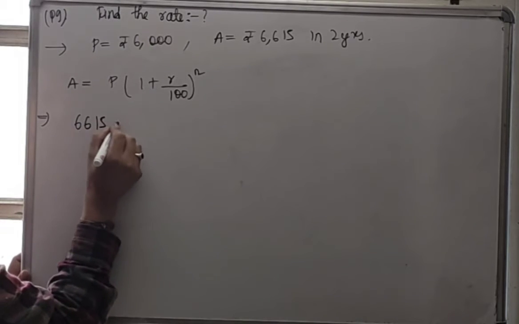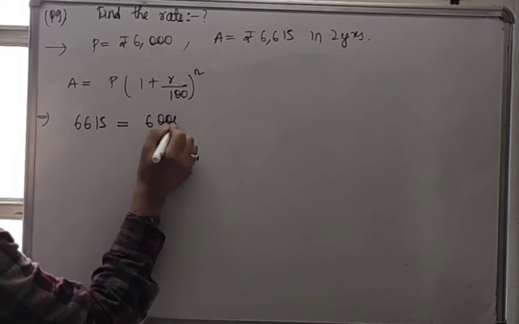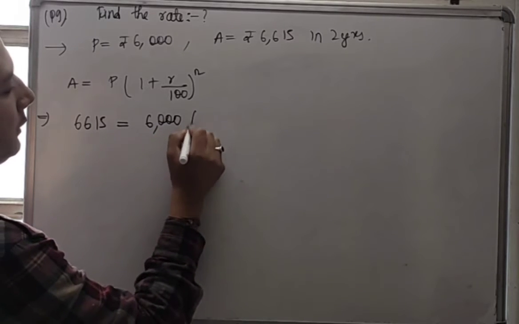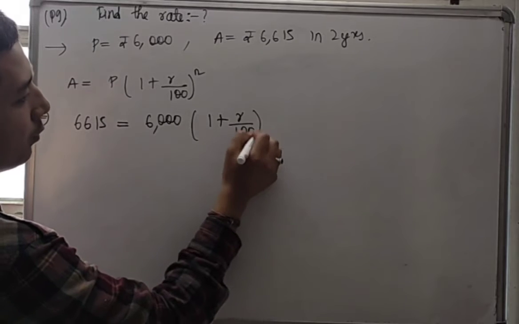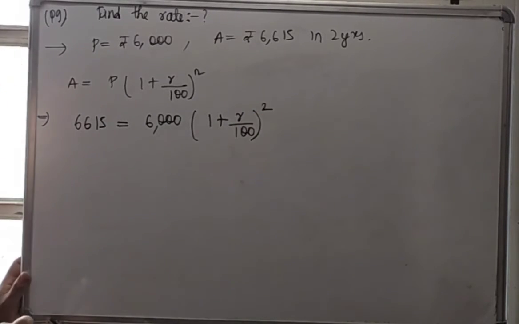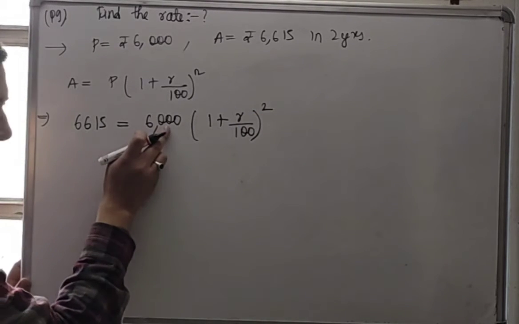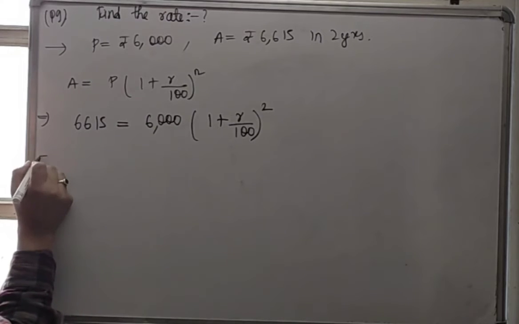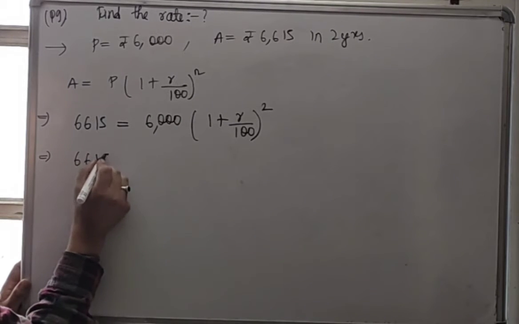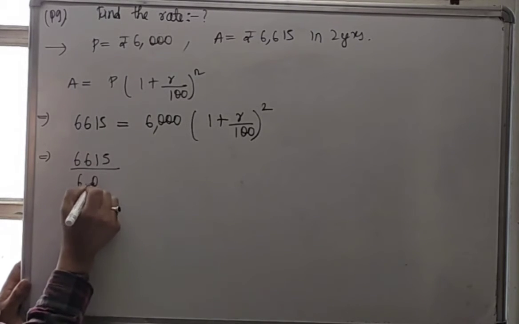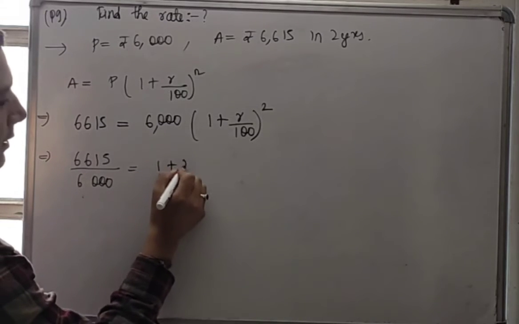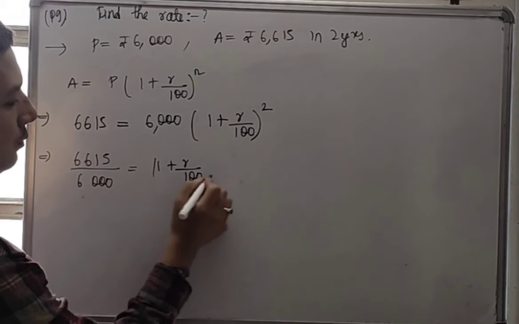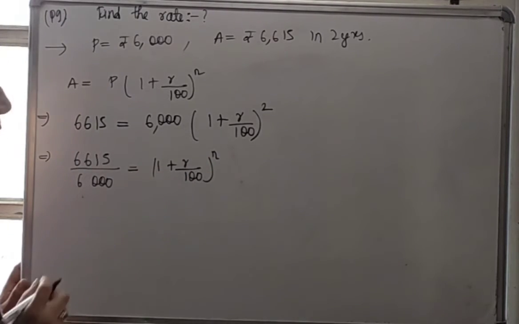6615. What is the principal? 6,000 into (1 + R/100), R is what we need to find, and the whole to the power n, which means 2. Now what to do? Drop this 6,000 out here. 6615 divided by 6,000 equals (1 + R/100) whole to the power n. This much is clear to everyone.